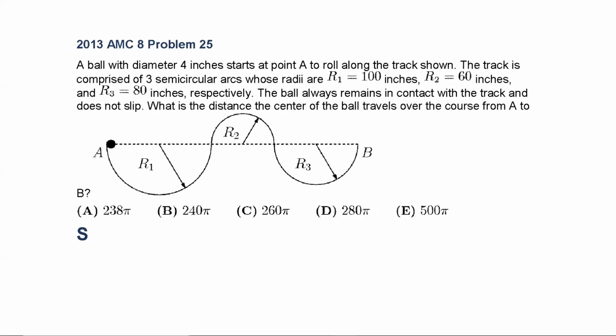A ball with diameter 4 inches starts at point A to roll along the track shown. The track is comprised of 3 semicircular arcs whose radii are R1 equal to 100 inches, R2 equal to 60 inches, and R3 equal to 80 inches respectively. The ball always remains in contact with the track and does not slip. What is the distance the center of the ball travels over the course from A to B?